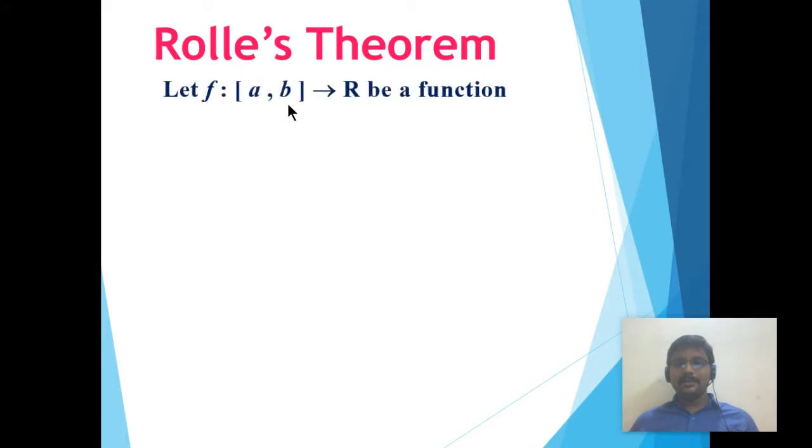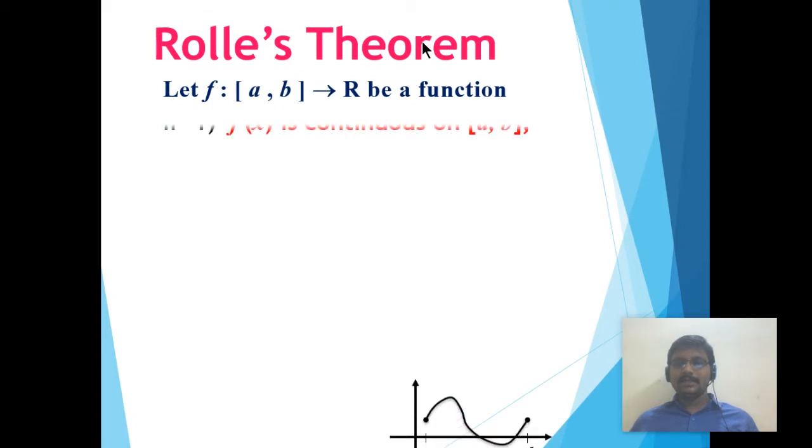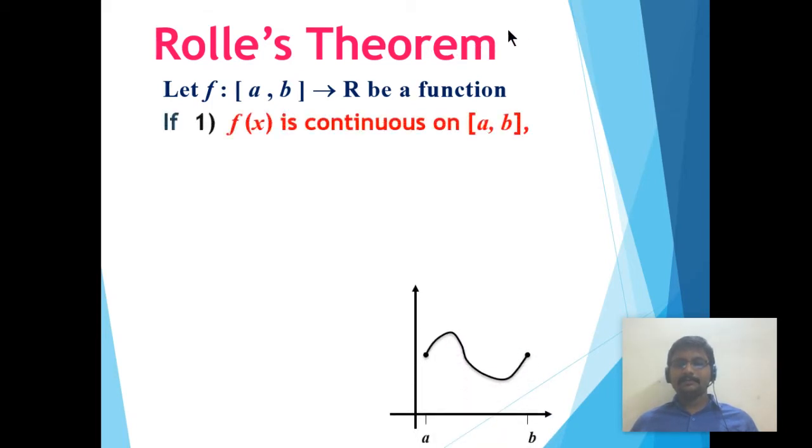Let f from closed interval a, b to R be a function. The domain of the function is closed interval a comma b, and the range of the function is the real number set R. Such a function satisfies 3 conditions. The first condition is f of x is continuous on closed interval a, b. So here a, b is the interval. In this interval f must be continuous.